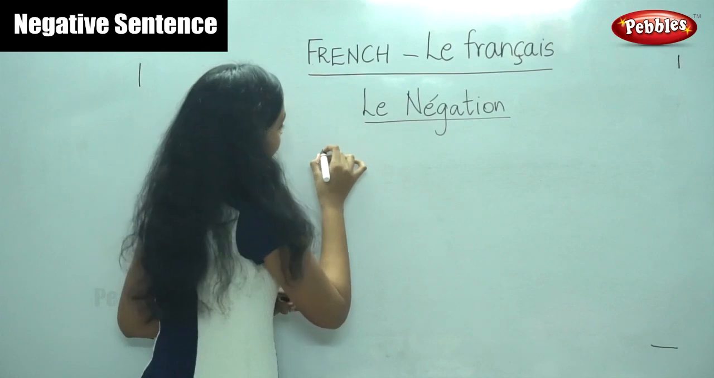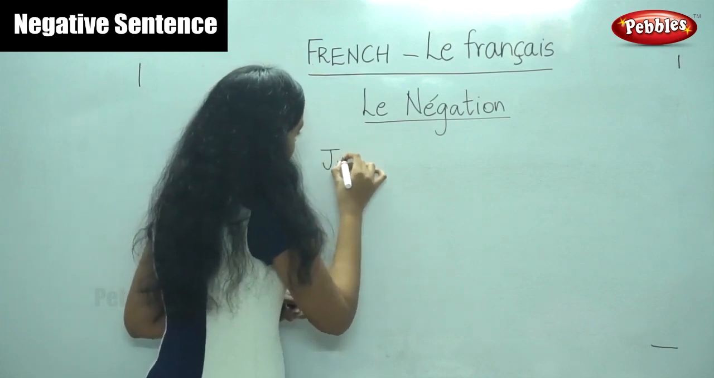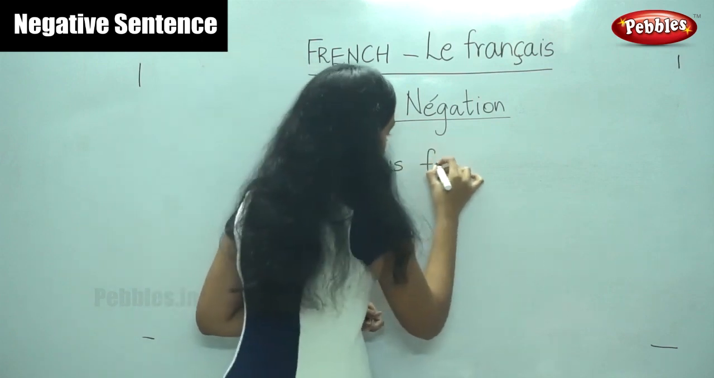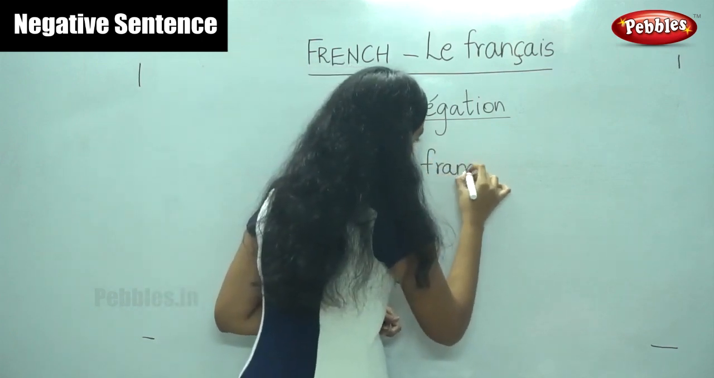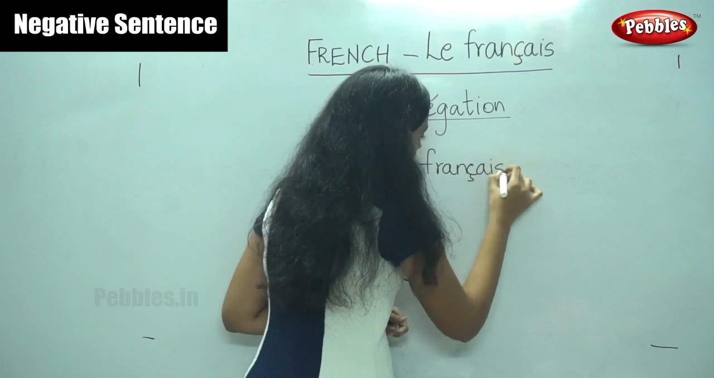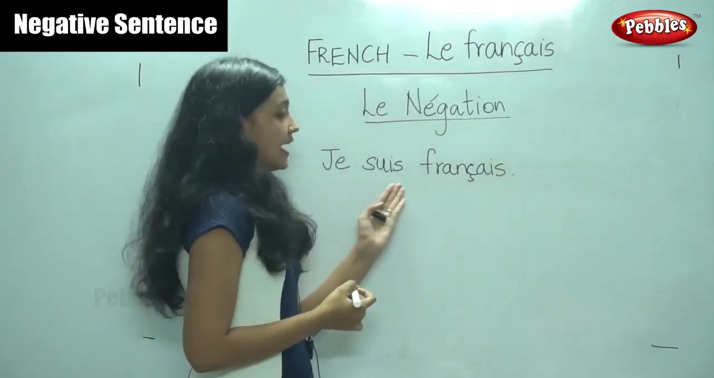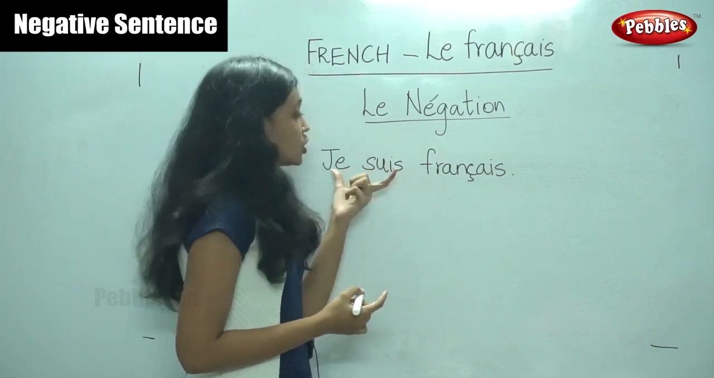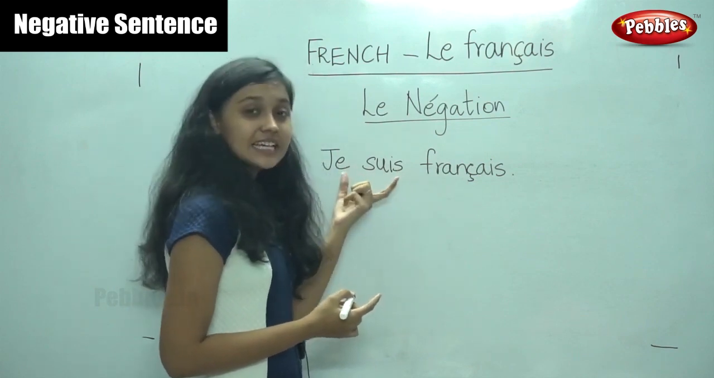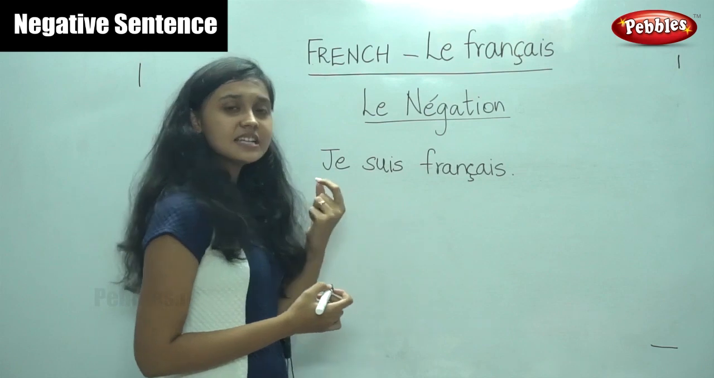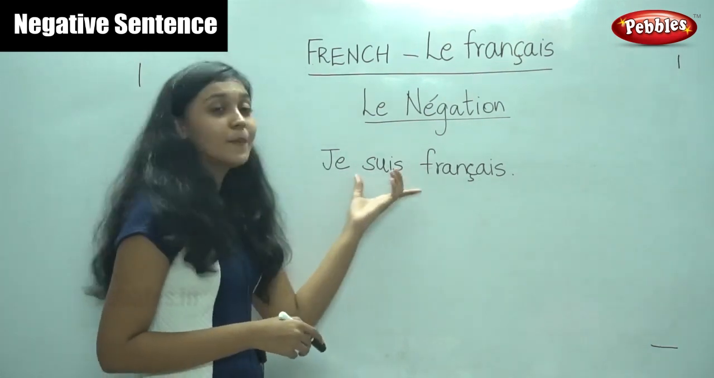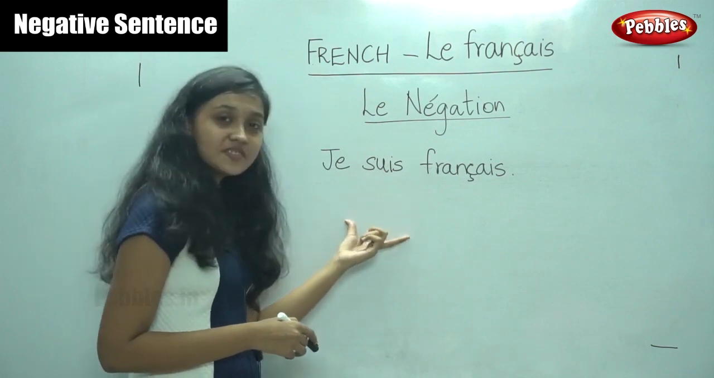For example, je suis français. This sentence means I am French. It means it is a positive sentence. To make a positive sentence into a negative sentence, it is a very simple rule. So, what is the rule to make a positive sentence into a negative sentence?